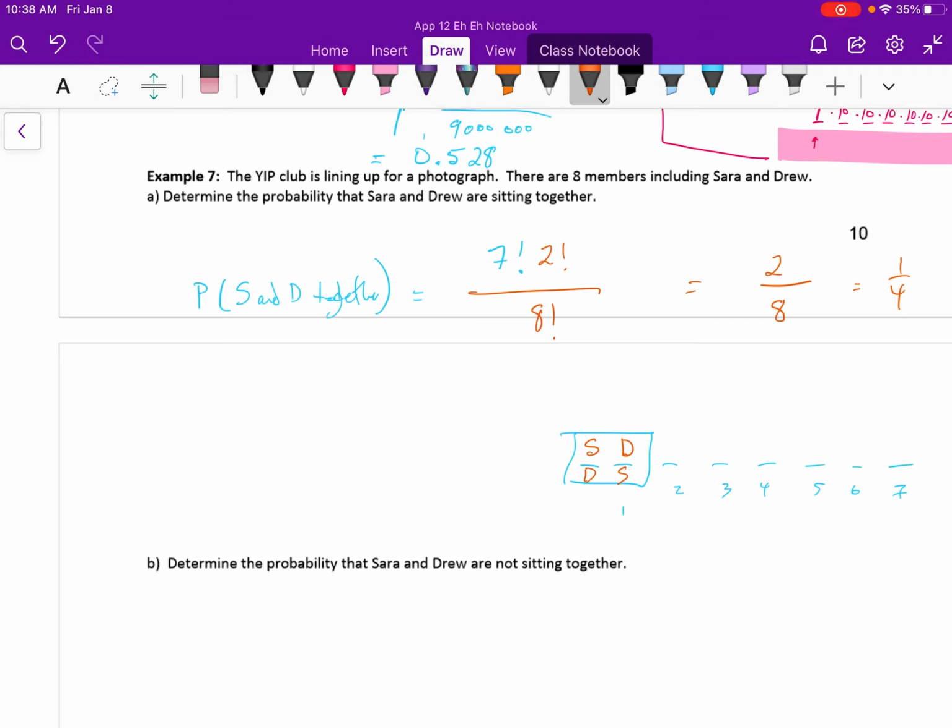Now determine the probability that they don't sit together. Well, here we would just take 1 minus the probability of Sarah and Drew sitting together. And that would be 1 minus 1/4. So this is going to be equal to 3/4 or 0.75. See? Isn't this fun? Well, I know that this is very challenging.